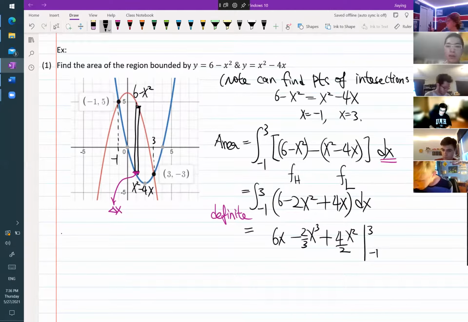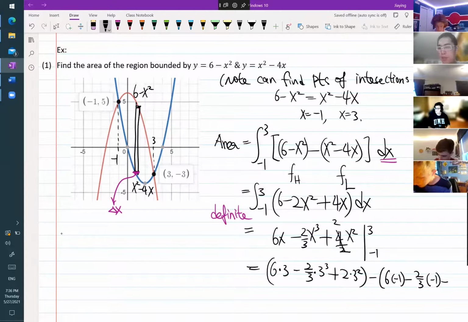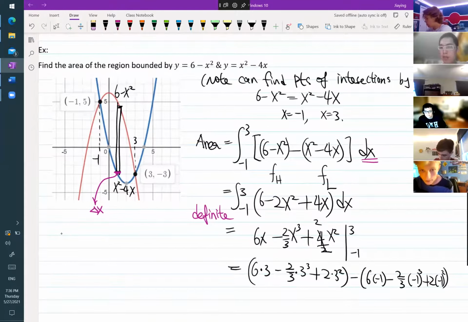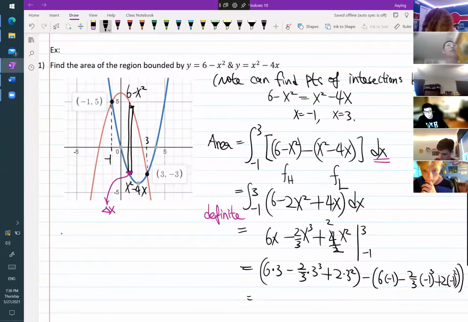All right. I don't have a calculator, so I'm just going to put in those numbers and leave it there. So 6 times 3 minus 2/3 times 3 cubed, plus 2 times 3 squared, and then minus, putting in negative 1, 6 times negative 1 minus 2 over 3 times negative 1 cubed, plus 2 times negative 1 squared. So if you have a calculator, or if you're careful enough with the calculation, you should be able to figure out a number.